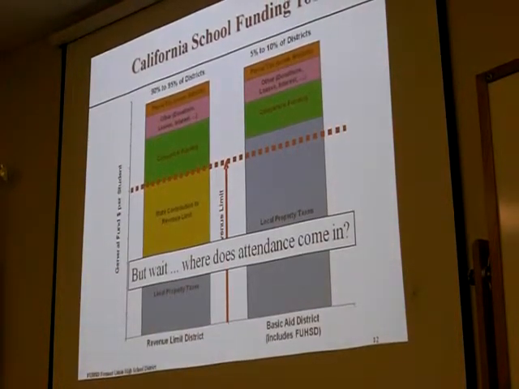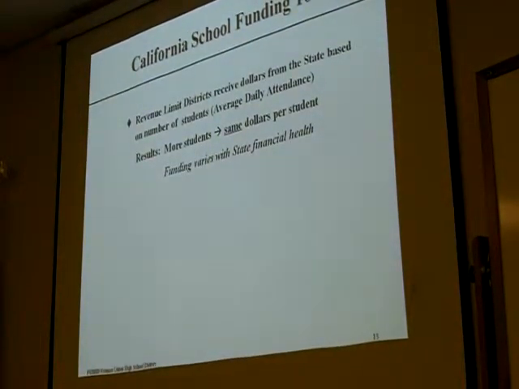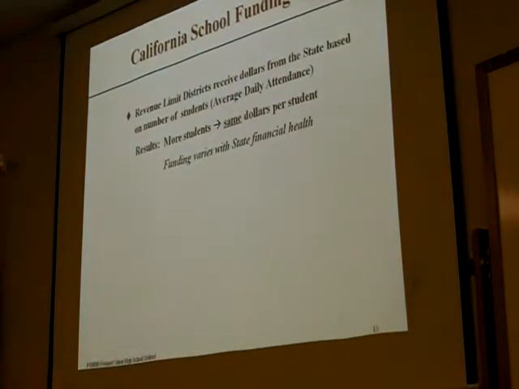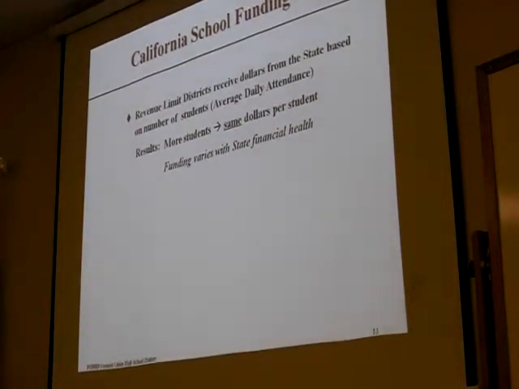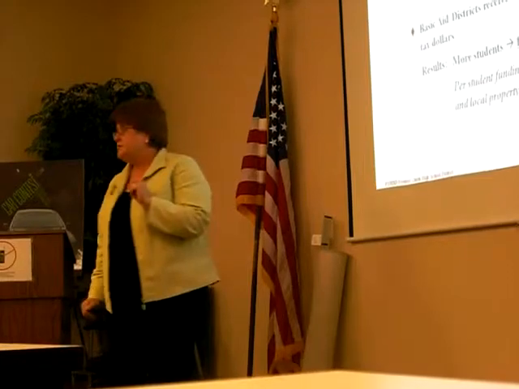Where does attendance come in? People have heard a lot about average daily attendance. If you have your own kids, you know you have to call in if your kids are sick, and that's because excused absences count. Revenue limit districts receive more dollars for more kids. So they get that green bar that the state backfills, you get more of those dollars if you have more students. But if you're a basic aid school district, you have that basic blue bar, and the more kids you get, the fewer dollars per kid you get, because that blue bar doesn't change based on attendance.